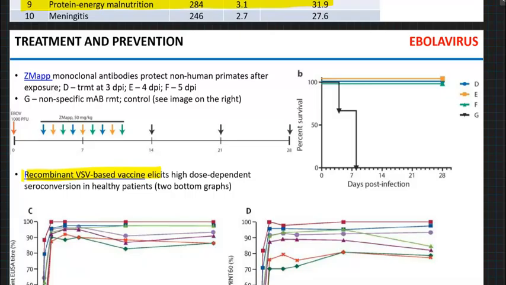Can you prevent it? Well, treat it, yes. There's an antibody here, ZMapp, where these top lines are the monkeys that received antibodies, and the black line is the monkeys that didn't. The monkeys that didn't, died. Okay? Now, the problem again is the price. Monoclonal antibodies are very expensive.